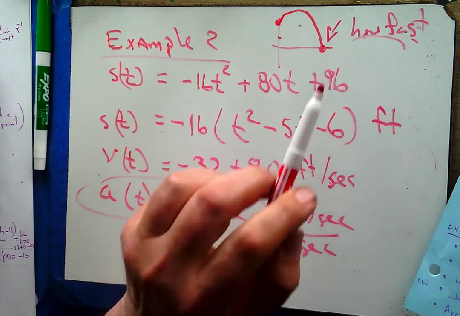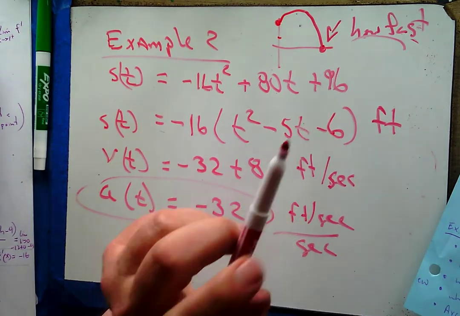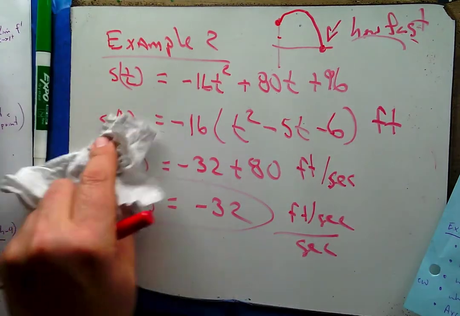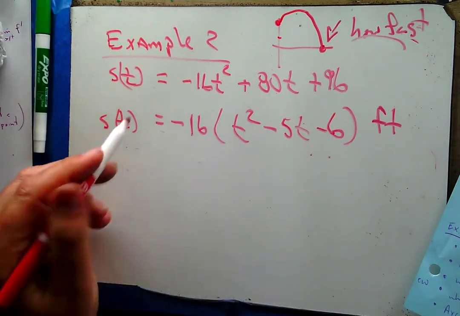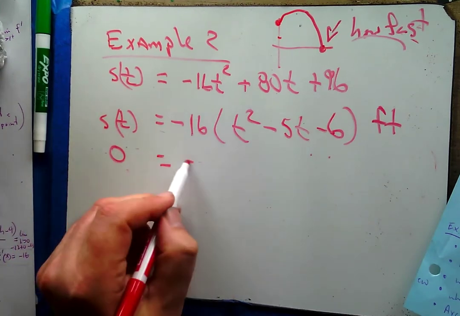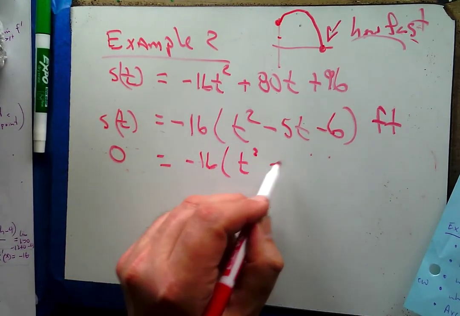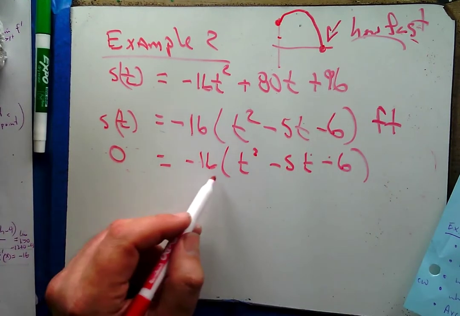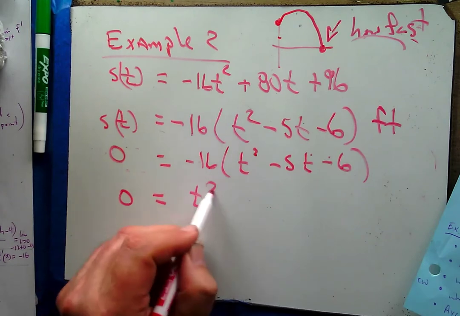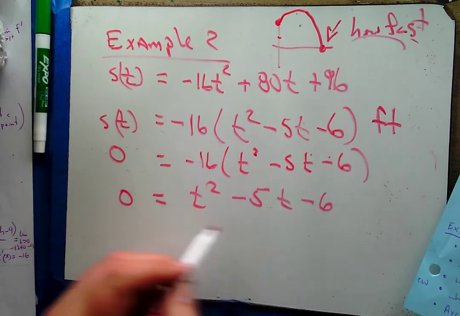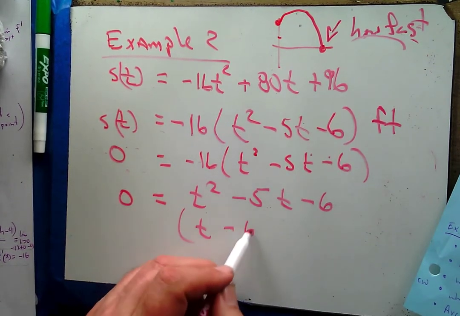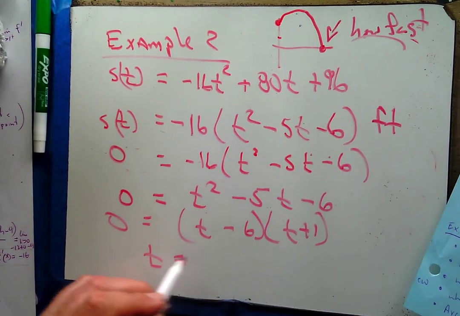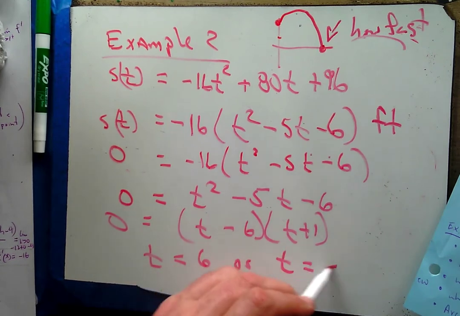The only problem is I don't know that moment in time. But I do know the height at that point. What's the height at that point? Well, the height at that point is 0. So if I set my equation for position equal to 0, and then divide both sides by negative 16, I get something that I can factor. And so I see that t equals 6 or t equals negative 1.